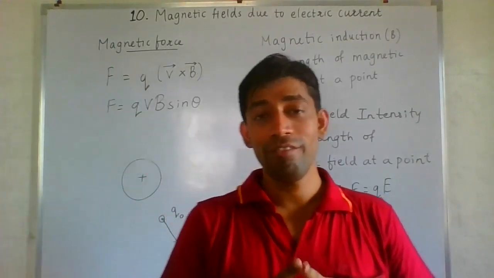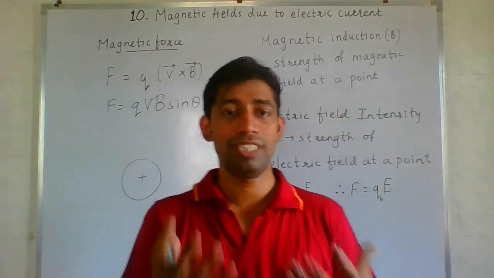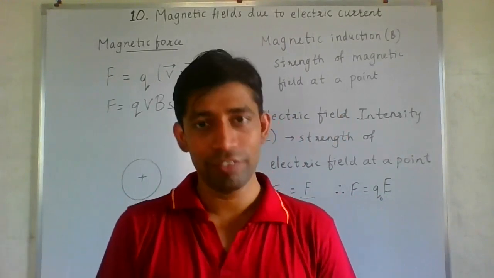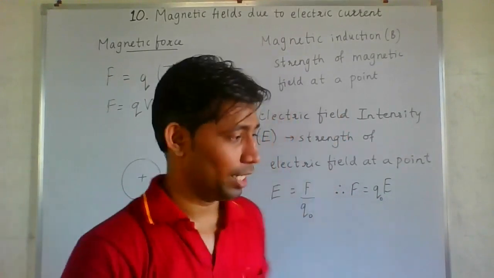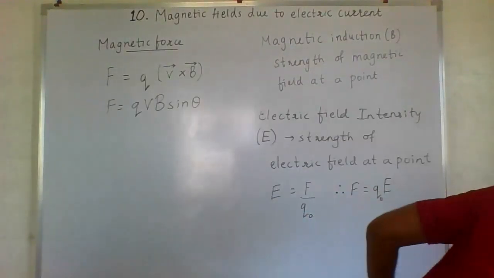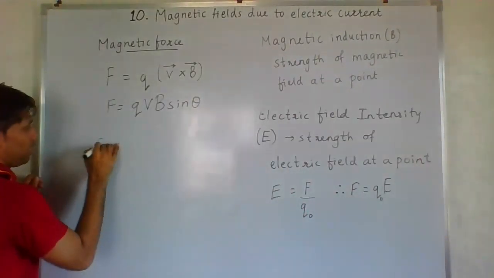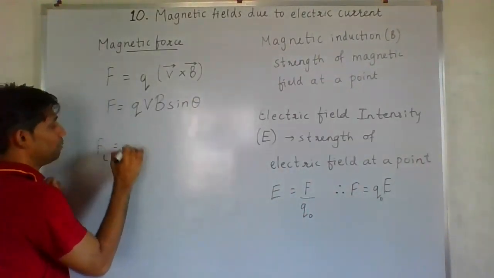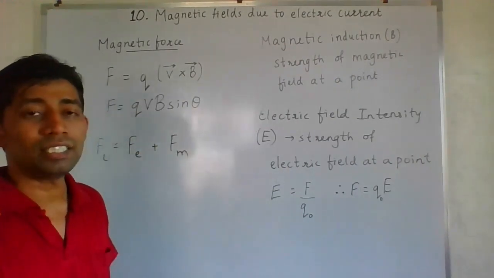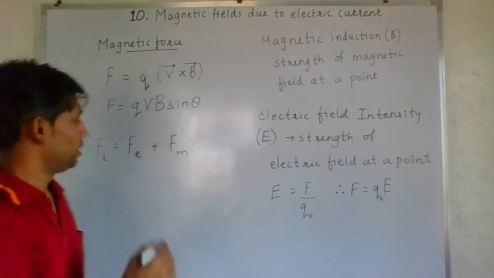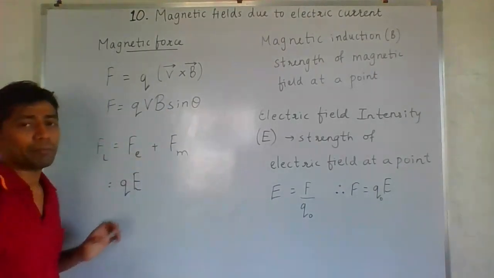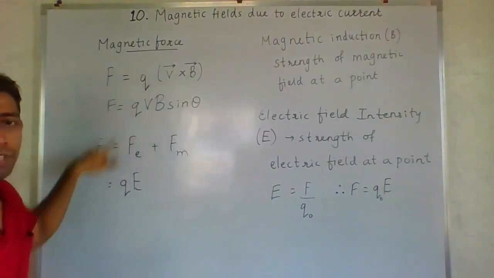So now when we consider a force which is due to electric field intensity as well as due to magnetic field intensity, then we will have to write a new term, which will be F_L. I'll tell you what is L. It will be equal to Fe plus Fm. Fe is nothing but force due to electric field. So the formula is in front of us. What do we write? qE. I'm not considering a test charge. I'm considering this same charge q.